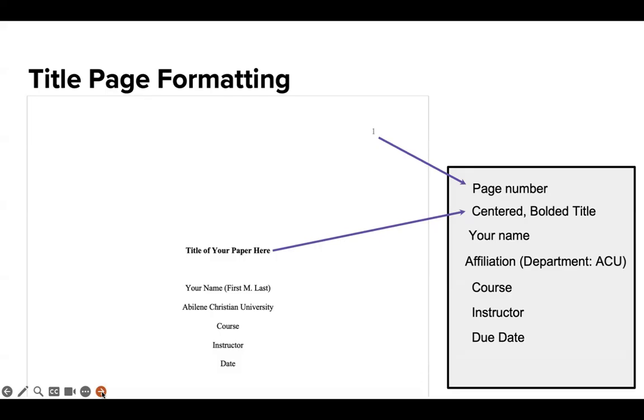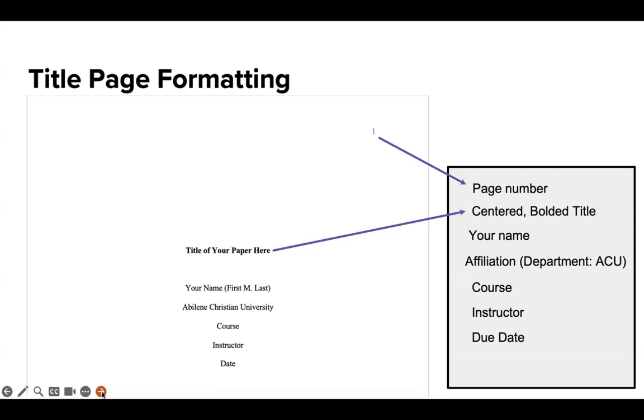You're going to put the title of your paper centered and in bold, a couple of double space lines down from the top. Then you're going to have 2 double spaces with your name. Usually we write first, middle, last name. So I would write Emily C. Amarati if I were formatting in APA.